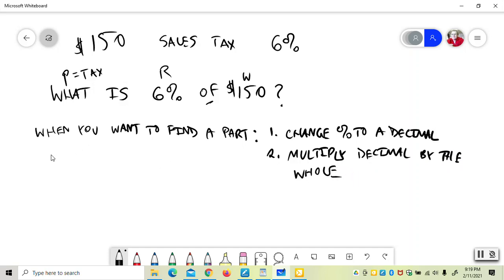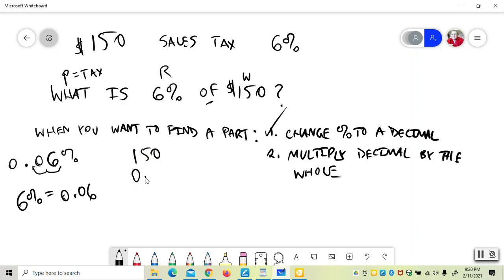So here, I start with 6%. And it is understood, since there's nothing written, that the decimal is here. So to change it to a decimal, you go 2 places to the left, and that forces you to add a 0. Then this is optional, but I would suggest you put the filler 0 to the left. So 6% is equal to 0.06. That's your first step. Then you multiply it by the whole. And I'm going to leave the dollar sign off. I don't need it for right now.